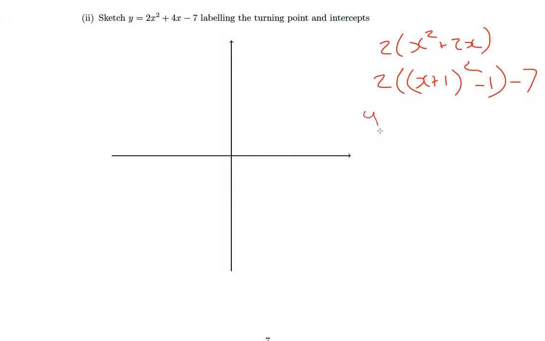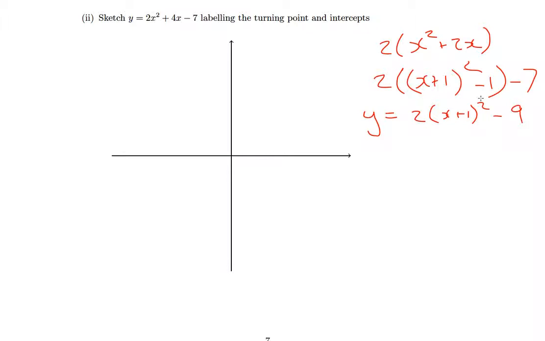We'll put a y equals, make it an equation. We'll expand the brackets there, so we'll get y equals 2(x plus 1) all squared, minus 2 minus 7, which is minus 9. Why minus 2 minus 7? When you expand the brackets, the 2 times the negative 1 gives you negative 2, and negative 2 minus 7 is negative 9. Okay, so now we're good.